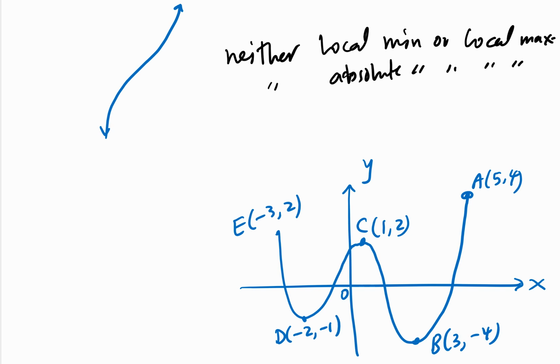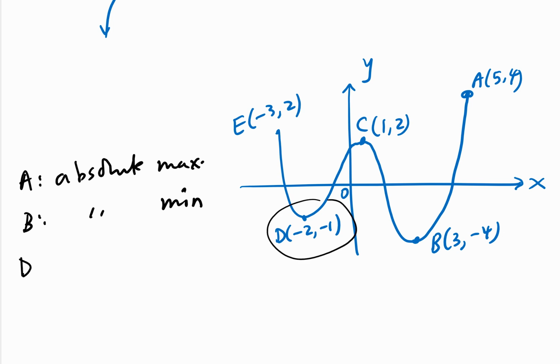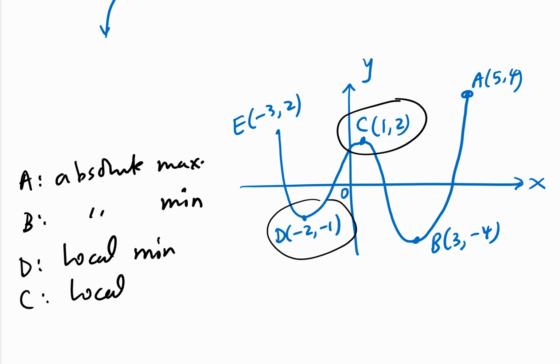Next one. Look at A. A is the highest point the graph can reach. So A is an absolute max. B is the lowest point the graph can reach. So that's an absolute min or global min. Now we look inside. This one here, D, is a local min. C is a local max. B is, wait, let me finish. B is a local min.